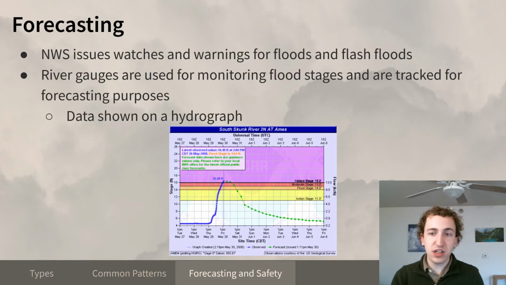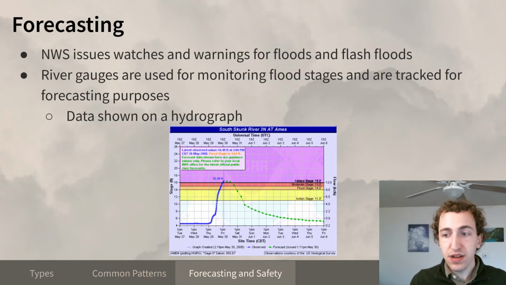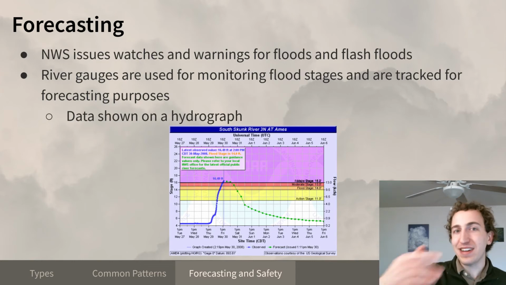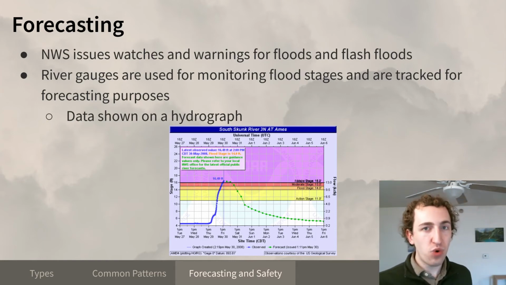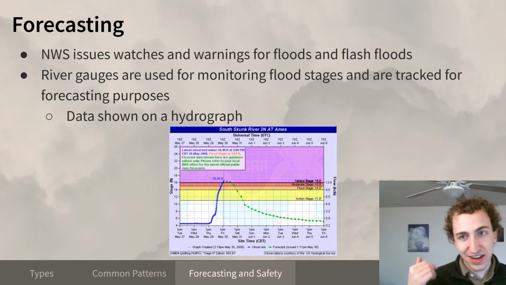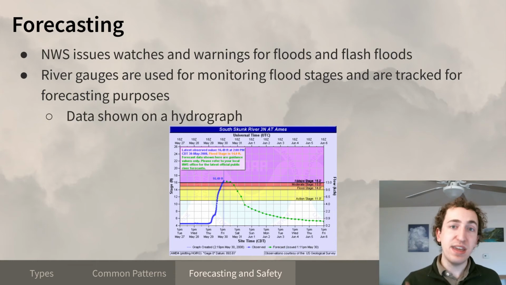So, last up, the section on forecasting and safety. The National Weather Service issues watches and warnings for floods and flash floods, following the typical rule we talked about with severe thunderstorms. A watch means that flooding is expected in the future, the conditions are right for it to happen, but it isn't actively occurring yet. Whereas a warning means that flooding or flash flooding is imminent or happening right now, and you need to take action at that point.